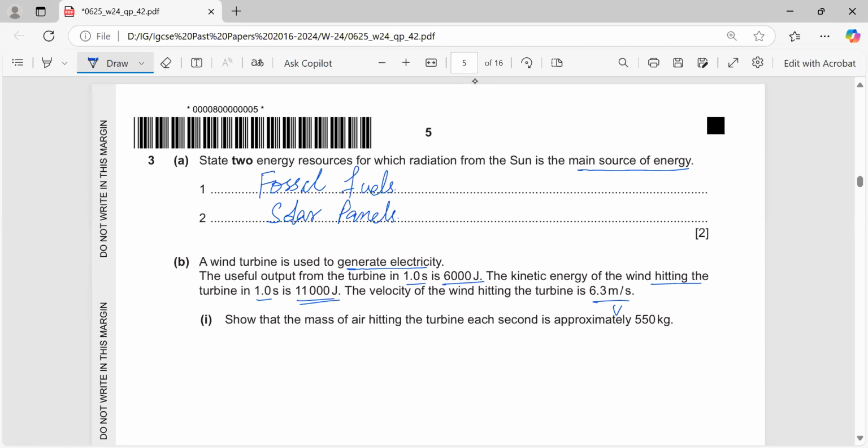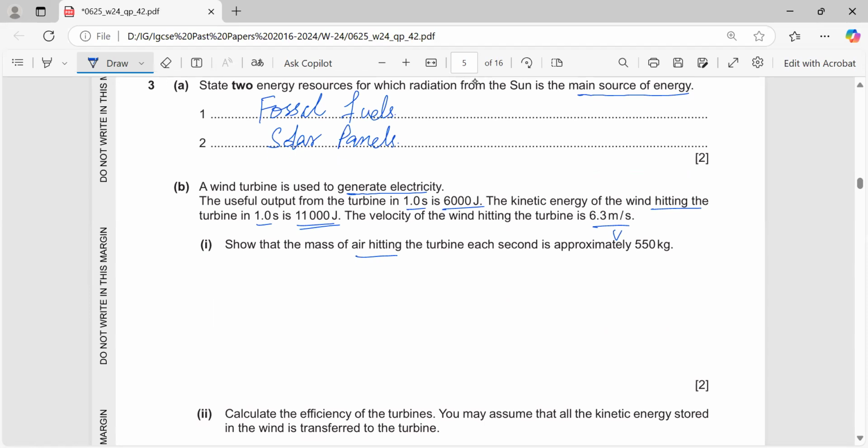So show that the mass of the air hitting the turbine each second is approximately 550 kilogram. Answer is given. In general, when a question comes, we are given the volume and density. Here there is no volume and density to get the mass. Then what can we do? Then we can use kinetic energy. Ek is equal to 1 over 2 mv square. Now we know mass will be equal to 2 times Ek over v square.